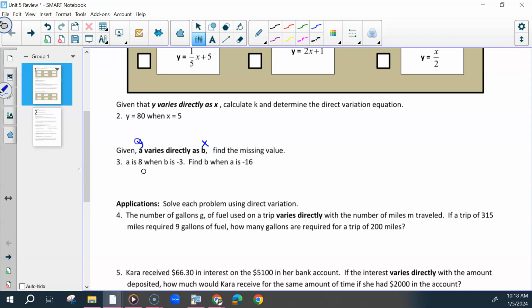So we know a is 8 and b is negative 3. We need to find b when a is negative 16. So we have to find our k first, which would be our y over x, but in this case it would be a over b. So 8 over negative 3. That's going to be some fraction. If you don't have your calculator, go grab it.